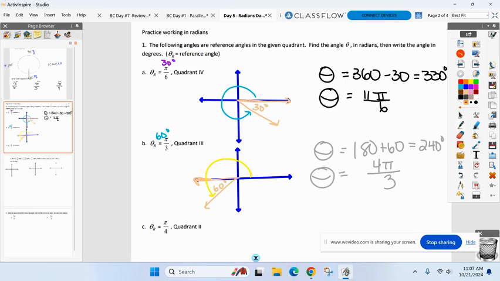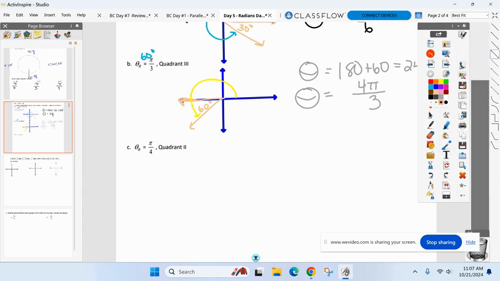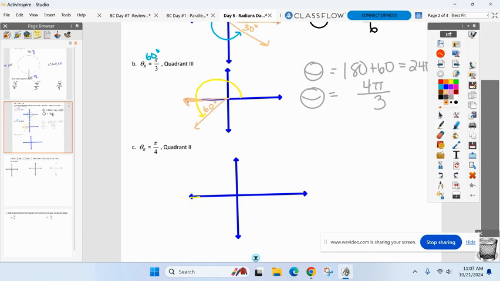Anything? We're still good? All right, another one in quadrant 2. Everyone draw that reference angle in quad 2. That's pi over 4. And you're trying to find the angle in the set. So here we go again, it's got to be between what at least? 90 and 180. How do you find that angle?